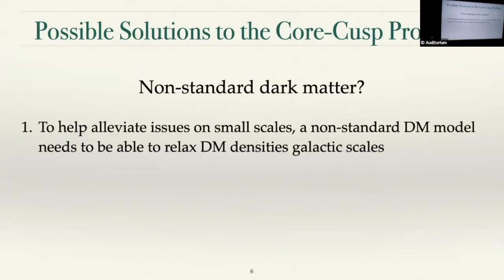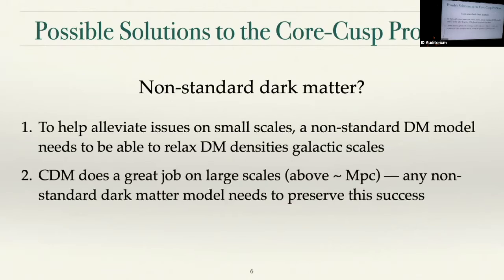Okay, and so to help alleviate issues on small scales, any non-standard dark matter model needs to be able to relax dark matter densities on galactic scales. That's one thing that it needs to do. And the second thing that it needs to do is, I showed that CDM does a really good job on these large scales, so megaparsec scales. And so any non-standard dark matter model needs to preserve the success of lambda CDM at large scales.